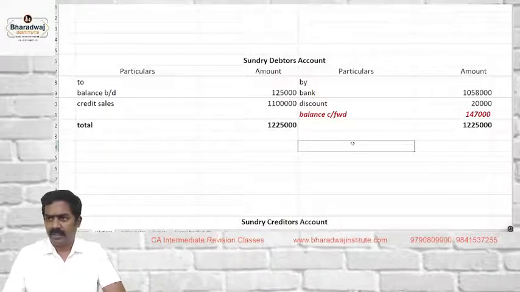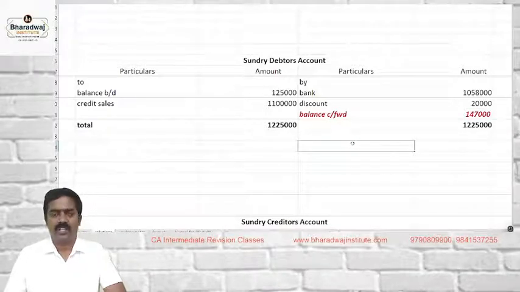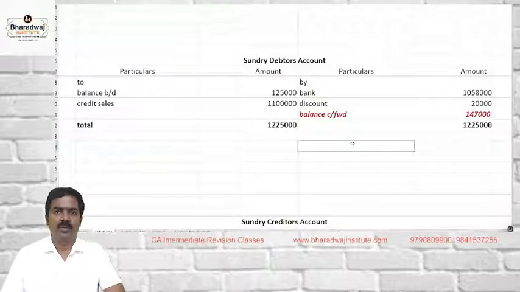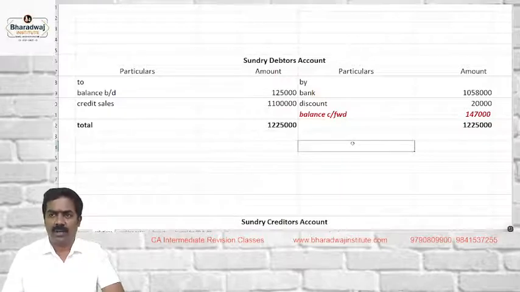Done? Debtors account. Having finished this, what is the next one? Trading P&L account, cash book. Okay, cash book we have to prepare. Start the cash account. Combined cash and bank account only. We need not prepare separately. We will do a combined cash and bank account.